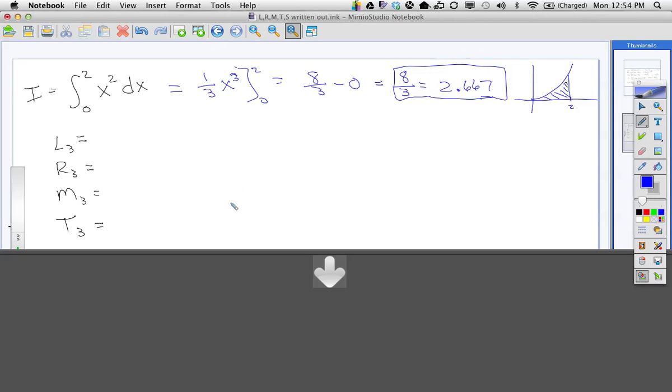Let's do it using the shortcut stuff we just put in our notes. So tell me what I would write out. I'm going to actually write more than that, but you're right, it'd be 2/3. 2 minus 0 over 3, that's our width, right? B minus A over N. So 2/3 is going to be our width, okay?